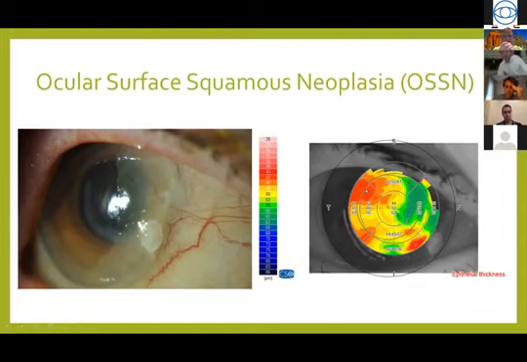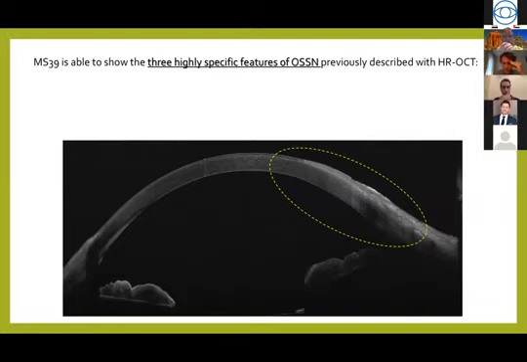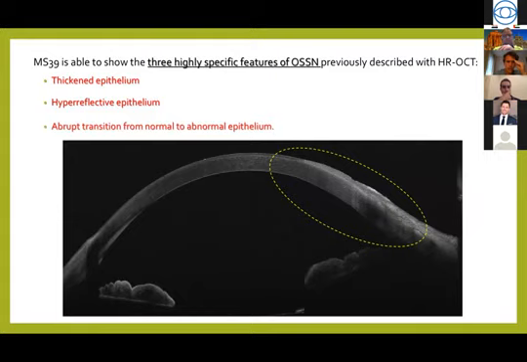But Carol Karp is a person that has probably changed this field because of the description of the signs of the OSSN with high resolution OCT. And these signs are thickened epithelium, hyperreflective epithelium, and abrupt transition from normal to abnormal epithelium. Okay, these three signs were described with high resolution OCT, but now thanks to the development of OCT, with commercially available OCTs, the resolution is so good that it's able to provide and show these signs, so that if you have this, you don't have to go even for a biopsy. You can make the diagnosis.